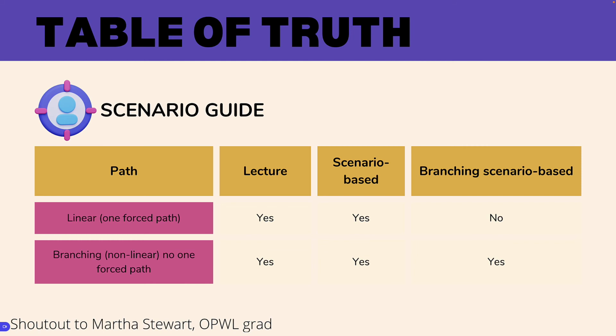So in a linear, and again, linear, think of it as one forced path. It could definitely be a lecture. It can be scenario-based, but it can't be branching scenario-based because you have one forced path, right? So when you have a branching, that means that there are multiple paths that you can choose. Meaning, if I went through something and my partner went through something, we might have two totally different experiences.